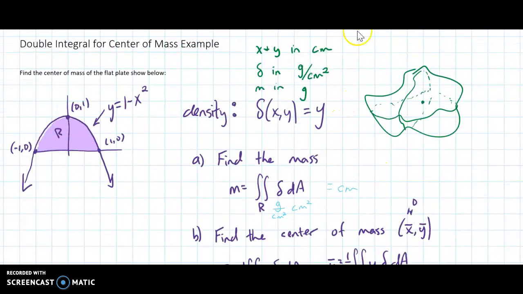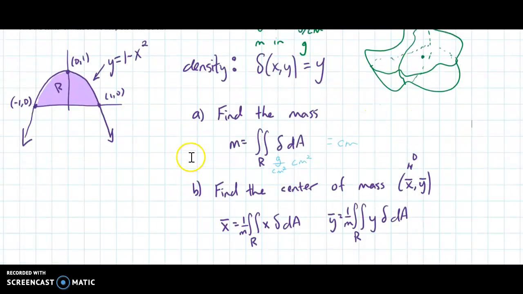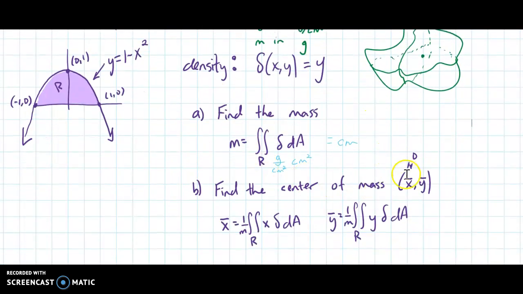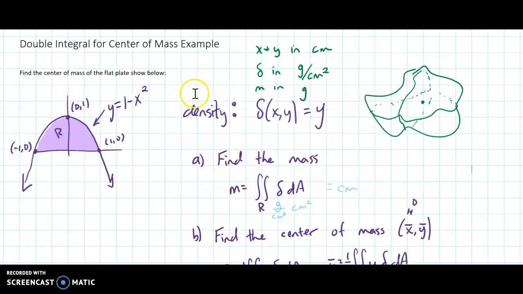And I also hope that you can say to yourself, well, if I had a three-dimensional object with a density at different spots, if I could somehow come up with the equation of all those different pieces, then I could do this same type of calculation and find an x bar, comma y bar, comma z bar if I knew how to do a triple integral. And that is something that we will get to later. That's all I got for this.